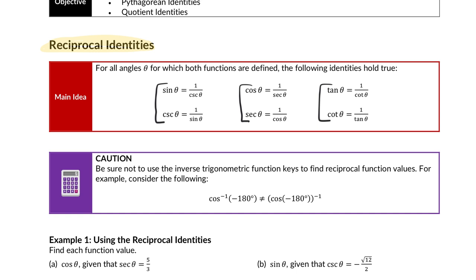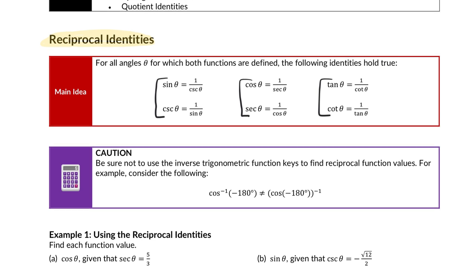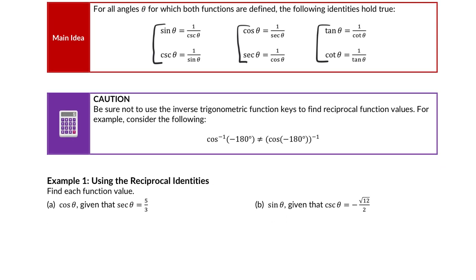Caution, make sure not to use the inverse trigonometric function keys on your calculator to find reciprocal function values. For example, the inverse of cosecant is not the same as the reciprocal of cosecant. So there's a button on your calculator above sine that says sine to the -1. Everybody see that? That is not what we're doing right now. That is not a reciprocal function. That's an inverse function. Those are different.